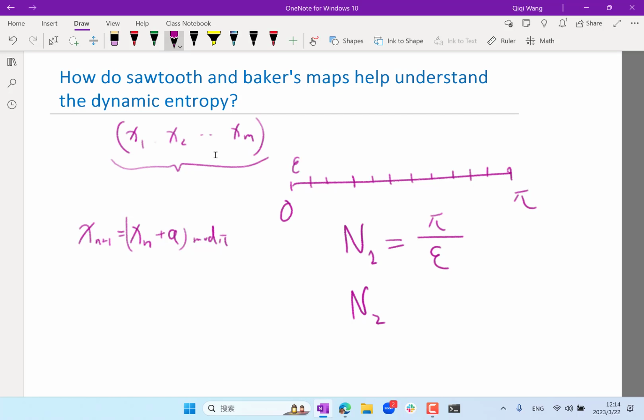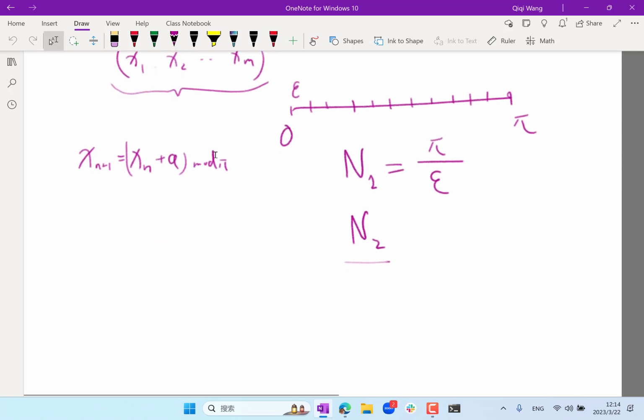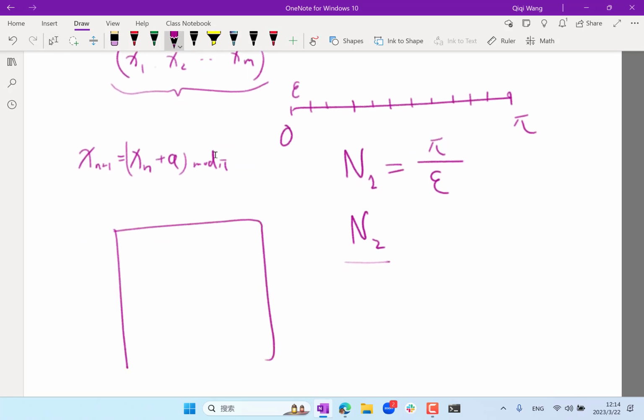Okay, so what is N2? If I look at two time snapshots, how many possible solutions do I get? This is in 1D. So let's imagine I have two solutions, and I say this is x1, this is x2 for the Sawtooth map.